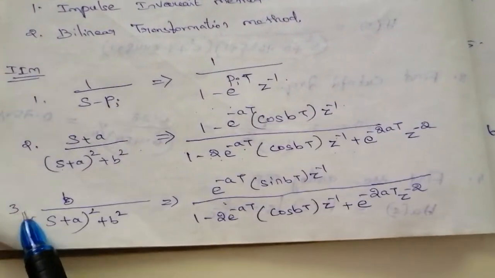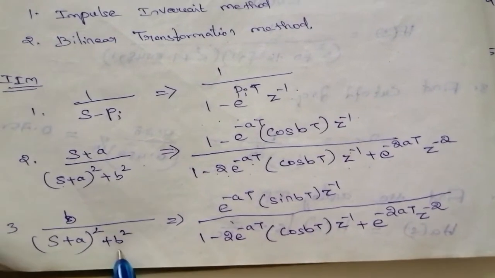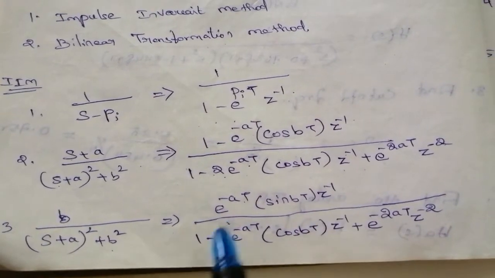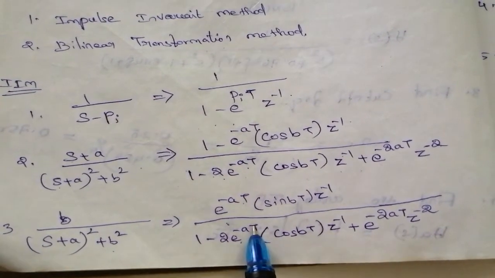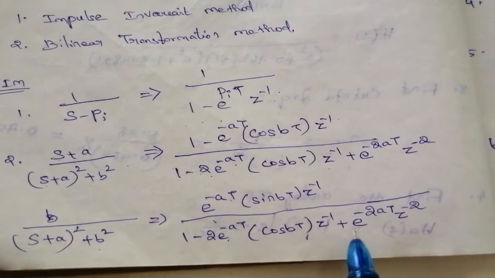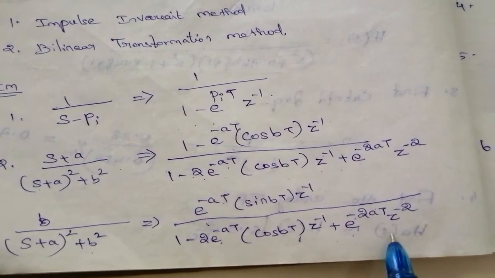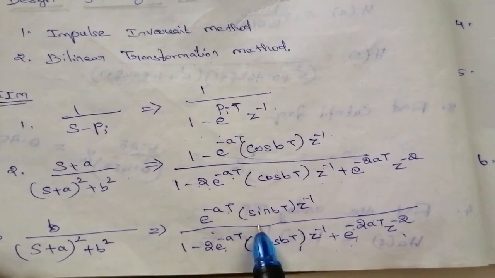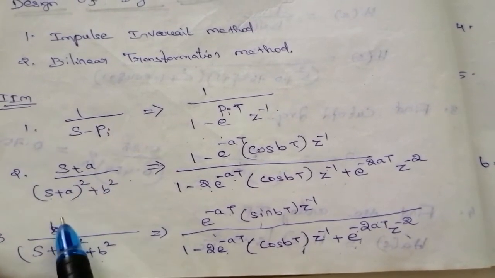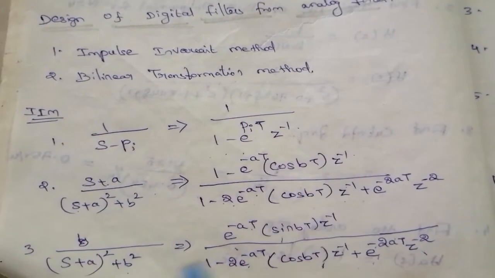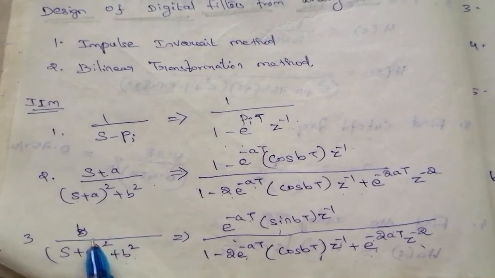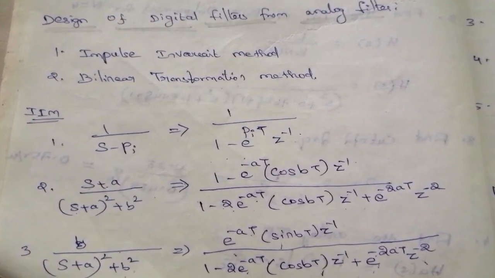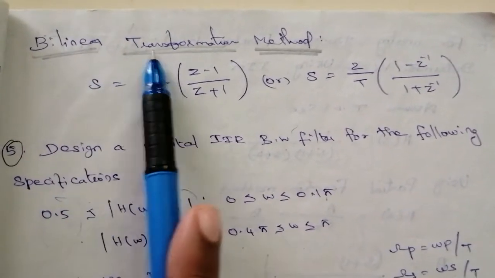Third formula, b divided by (s plus a) squared plus b squared equals e power minus aT into sin bT z power minus 1 divided by 1 minus 2 e power minus aT cos bT z power minus 1 plus e power minus 2aT into z power minus 2. So both the formulas are the same. The only difference is this term only, right? So here the numerator is s plus a, here b only. Okay, so this is the formula for impulse invariance method, which is used to convert the analog Butterworth filter into digital Butterworth filter. So the second method is bilinear transformation method.